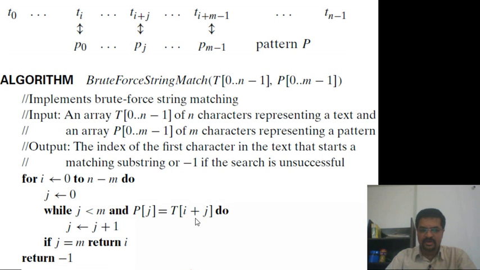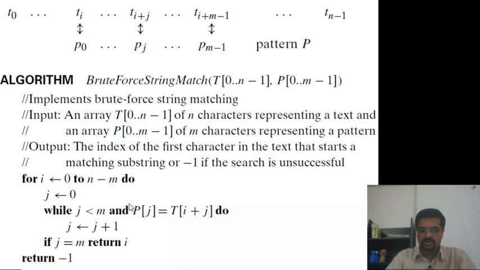So here is the matching we do in the while loop. The character in the pattern we are going to match with the character in the text starting at I, and if one of them matches, we increment j here. So if all the characters match, j will become m, and when j becomes m, this condition fails, so it comes out of the while loop. And when j equals m, obviously we found the pattern in the text, so we are going to return I, which is the index of first character of the substring, which is same as the pattern, right? So that's a successful case.